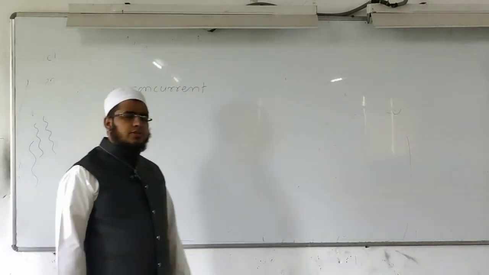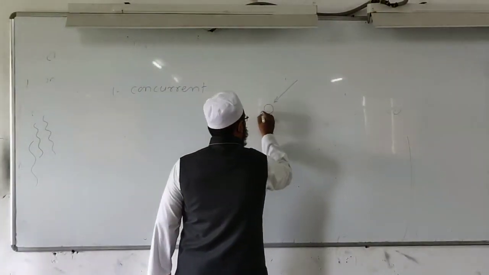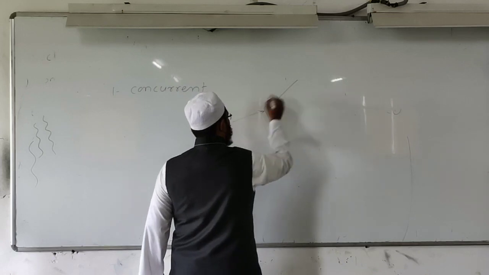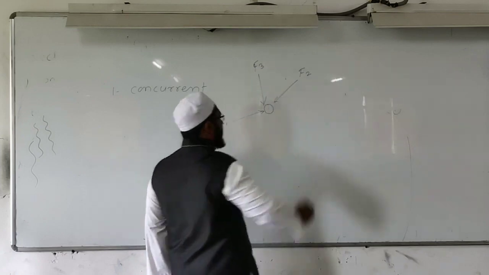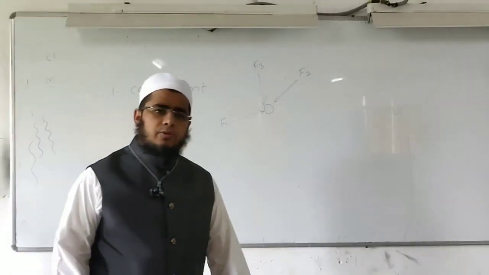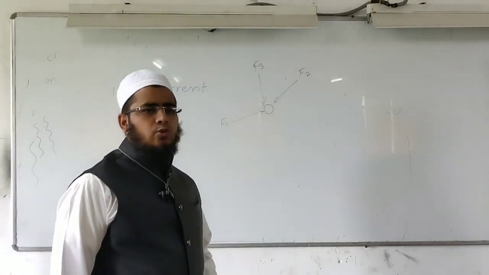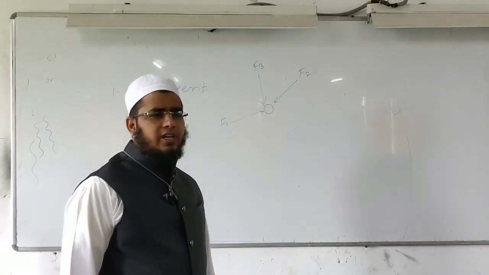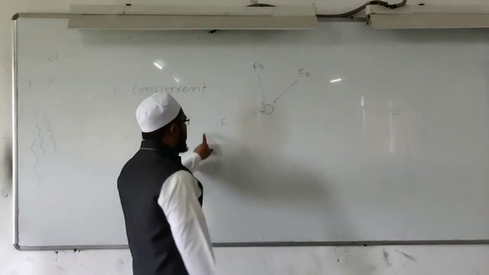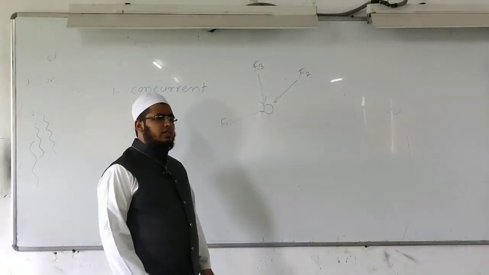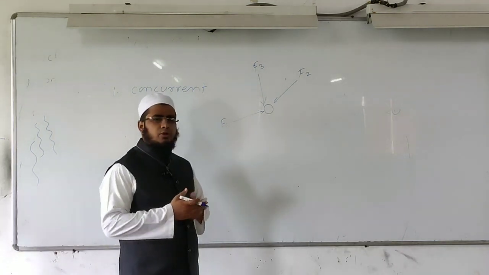Whenever there is a concurrent force system, it means all the forces act at the same point. In other words, if the line of action of all the forces is passing through a single point, it is called a concurrent force system. In a concurrent force system, it is very easy to determine the resultant and its position. The determination of the resultant, we have seen the steps.